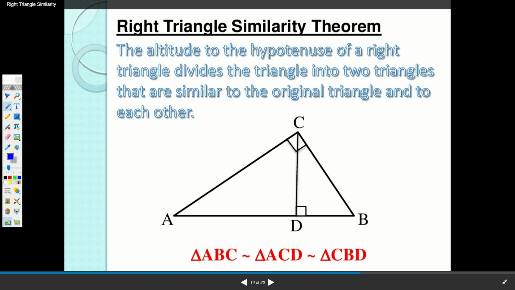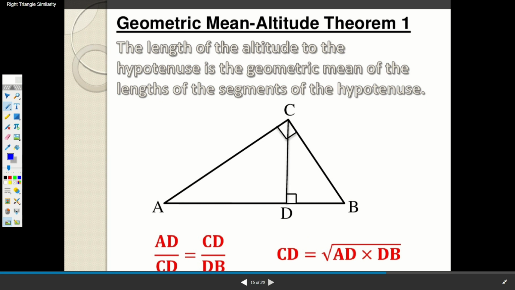Let's say segment AC and segment CB, as well as segment AD and DB. So for now, we're going to discuss the geometric mean altitude theorem. The length of the altitude to the hypotenuse is the geometric mean of the lengths of the segments of the hypotenuse. And to solve for the length of the altitude, we'll use this proportion.